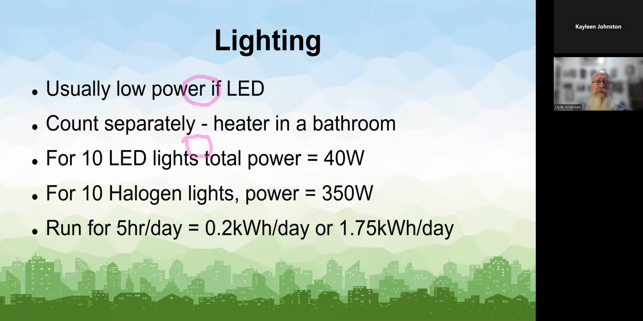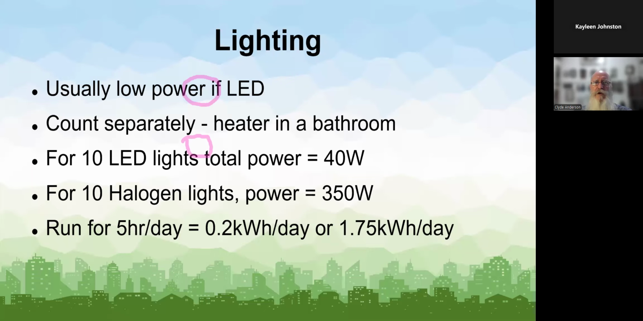If you're running for typically 5 hours a day, and you're not putting all the lights on all at the time, this is just an estimate here. You can put your own numbers in for how many lights you've got on most of the time, most of the night, sometimes lights during the day even. So 0.2 kilowatt hours for the LED lights and 1.75 for your halogen lights. You can see the halogens are nearly 10 times the electricity consumption of the LEDs. That's why we want to swap them out where we can, if possible.